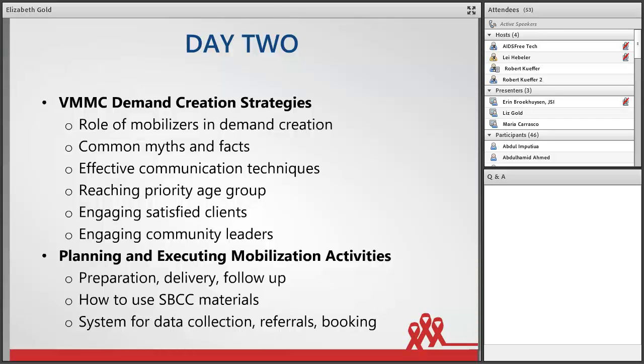Then day 2 gets a bit more fun. Participants learn about strategies for creating demand for VMMC. They gain an understanding of the key barriers and the motivators that can either hinder or facilitate men's uptake of VMMC. And they have a chance to role play a mobilizer and a potential client interaction. On that day, they work on effective communication techniques, practicing those in pairs, and learn about planning and executing mobilization activities.